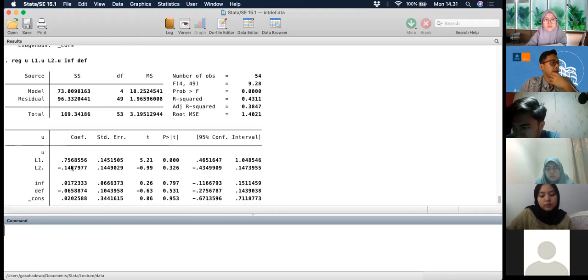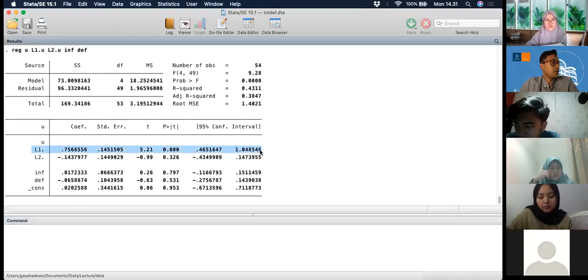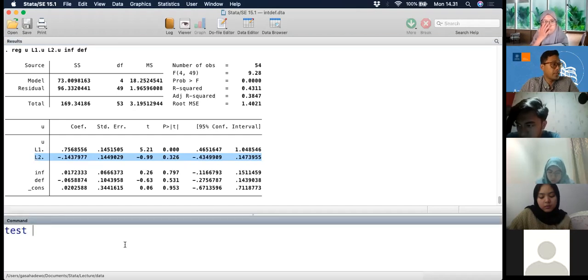Now again, if you look at it individually, lag 1 is statistically significant, and lag 2 is not statistically significant. So we're not going to stop here. This is why we want to use the F-test. We want to test whether the lag 1 of U and the lag 2 of U are jointly equal to 0. So basically, we want to do an F-test.